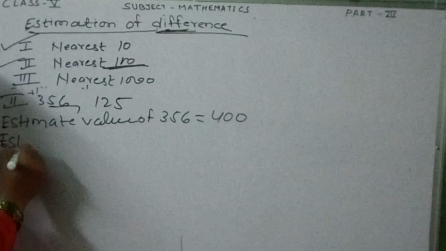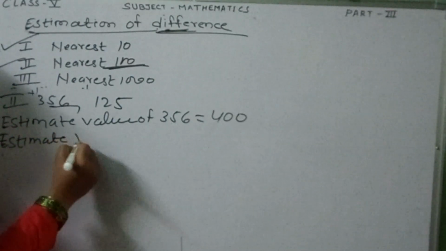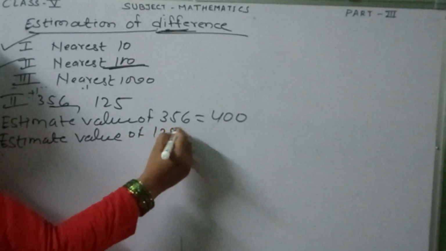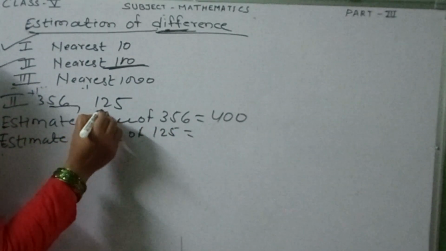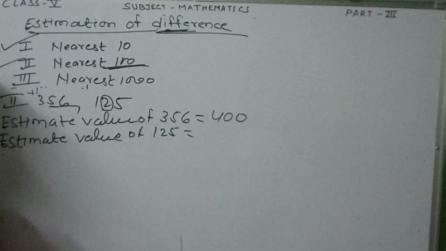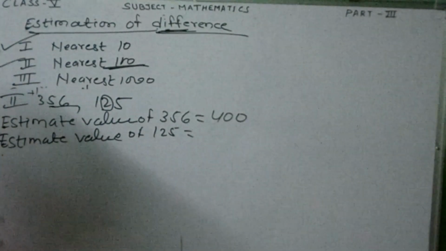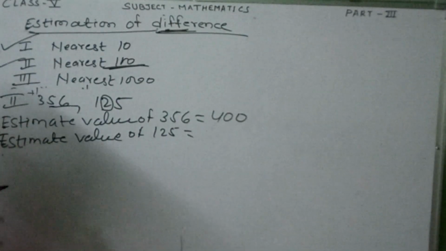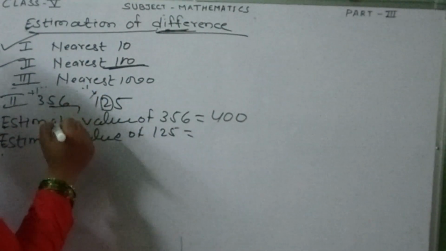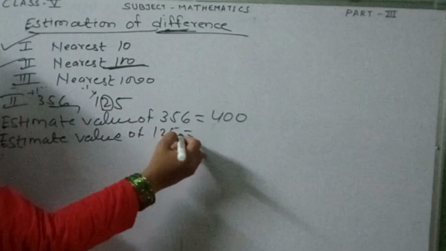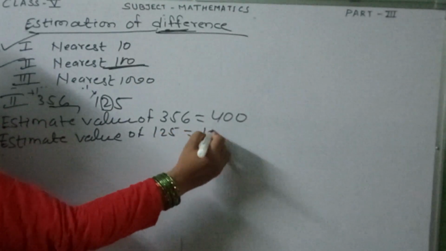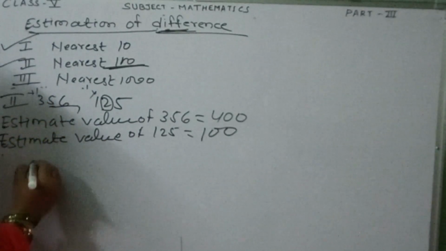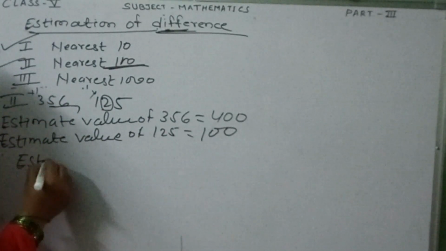Now, the estimate value of 125. Here, which digit do we have to compare? 2. And 2 with which number? 5. And 2 is less than 5. Then there is no need to give any more here. We keep the number as it is, so it will be 1 and the next two digits will be 0, 0. Then we have to find the estimate difference.